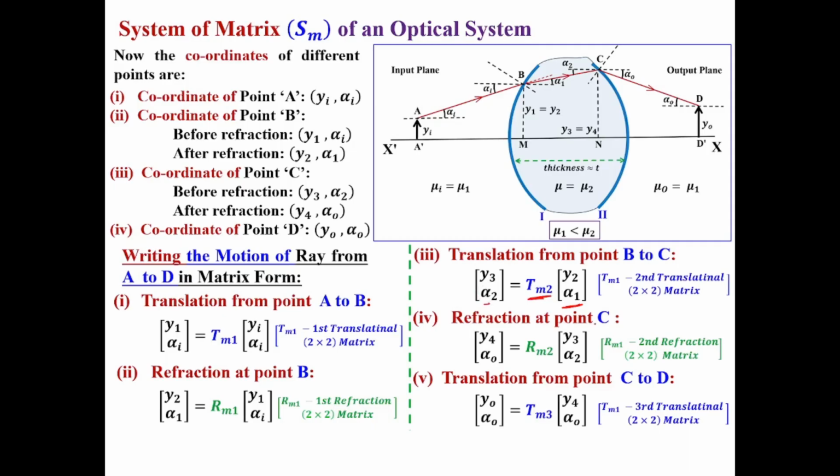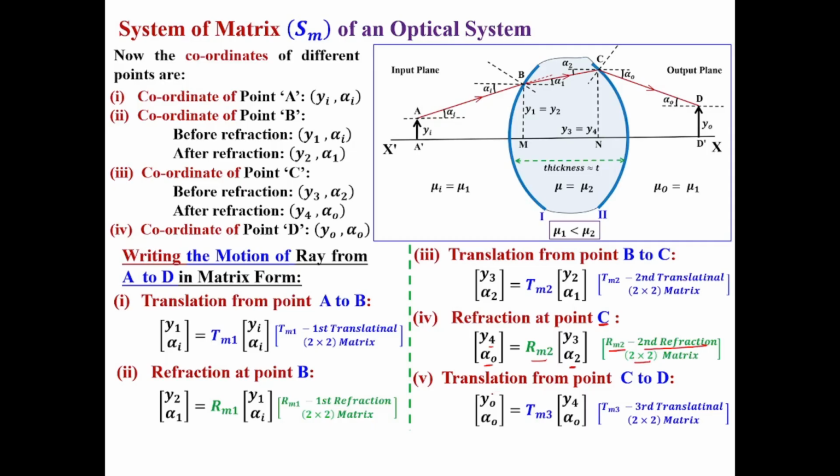Then we are going to consider refraction at point C. After refraction, what will be the coordinate? We found y4 alpha O. y4 alpha O can be found by operating the refraction matrix on the previous result, which is y3 alpha 2. This refraction matrix, a 2 cross 2 matrix, is operated over y3 alpha 2. This is RM2, I mistakenly wrote it wrong. So after refraction the coordinate of C in matrix form can be written as y4 alpha O equal to RM2 y3 alpha 2. Here RM2 represents the second refraction matrix, which is itself a 2 cross 2 matrix.